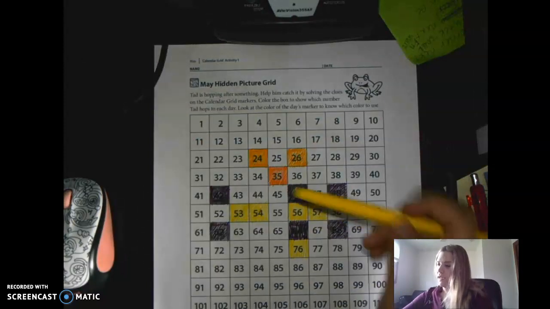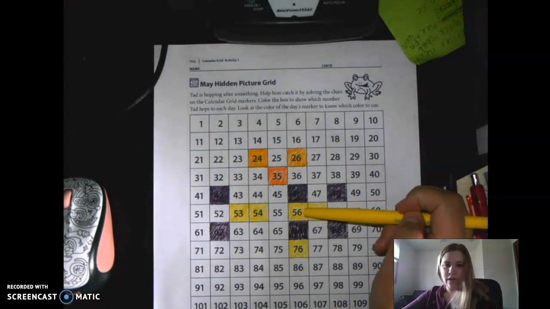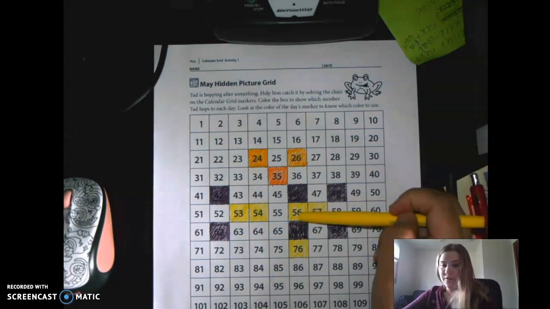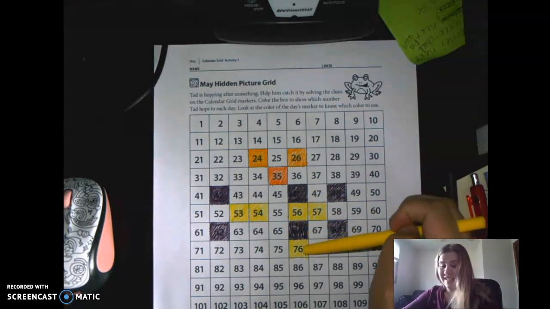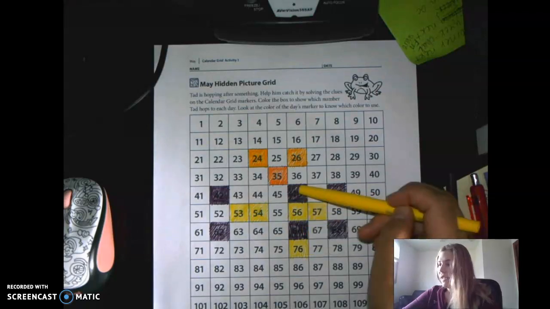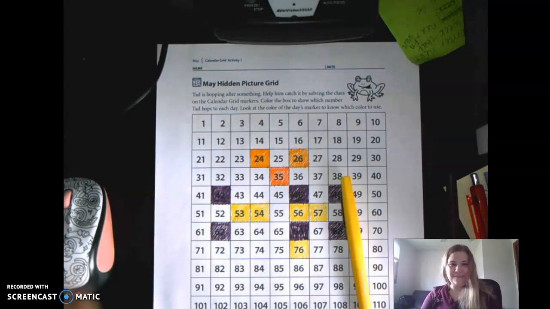Now, if we went down from 46 to 56, how many did we go down? Now, we only jumped one, but how many numbers are in between 46 and 56? 10, right. So from 46 to 56, it's 10. From 56 to 66, it's 10 more. And from 66 to 76, it's 10 more. So we add 10, 20, 30 to get to 76.